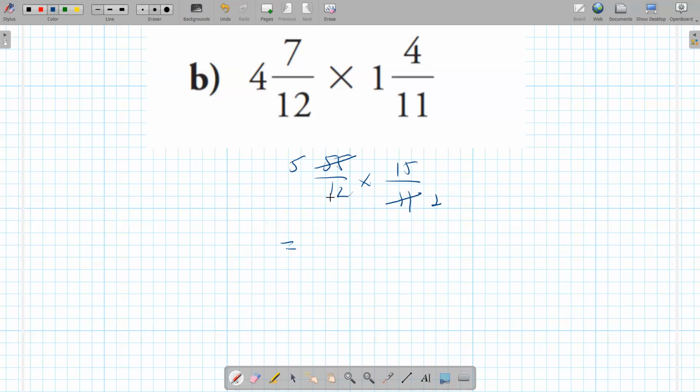12 goes into itself once, and then no, 12 does not go into 15, so not by 12. By 3, yeah? 3 goes into 12 and 15. So 3 goes into 12 4 times, 3 goes into 15 5 times. So you're left with 5 times 5 in the numerator and 4 times 1 in the denominator. So 25 over 4. And you can even turn that into a mixed fraction because 6 times 4 is 24 and the remainder is 1. Good?